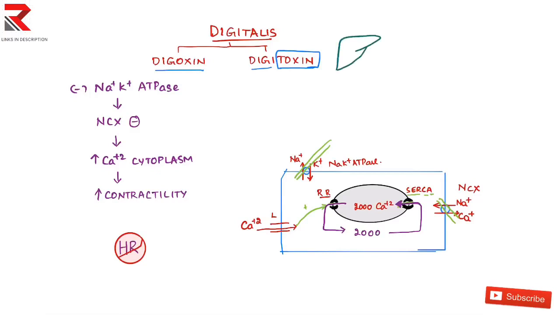So digitoxin is mainly excreted through the liver, and hence it is contraindicated in hepatic patients or liver failure patients. But digoxin is excreted through the kidney, and hence it is contraindicated in renal patients. Okay, these are the two main differences. In the market right now, digitoxin is withdrawn, only digoxin is present.